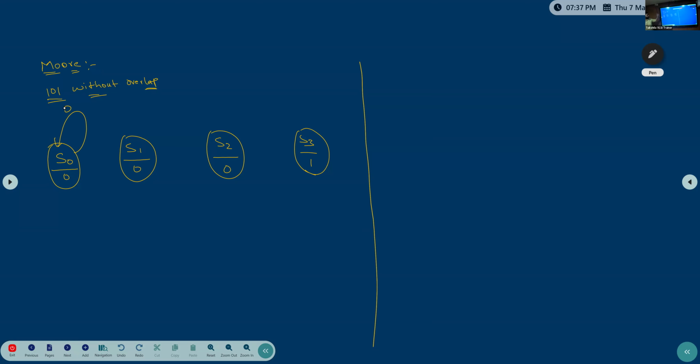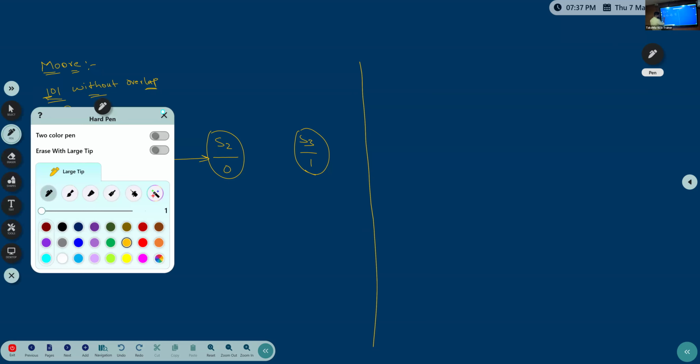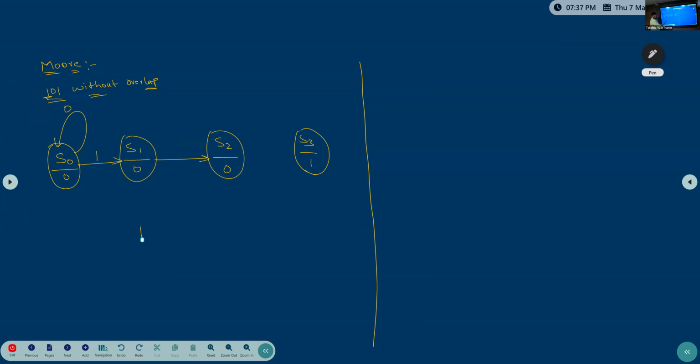So next, S0 with 1. That is our sequence bit, so I need to go to the next state. Clear? So in the next state, I am getting 0. That is our sequence bit 1 0, so I need to go to the next state. So here from the previous we got the 1 detection. Now we have two possibilities, 1 0 or 1 1. 0 means I will go to the next step. That is our sequence.